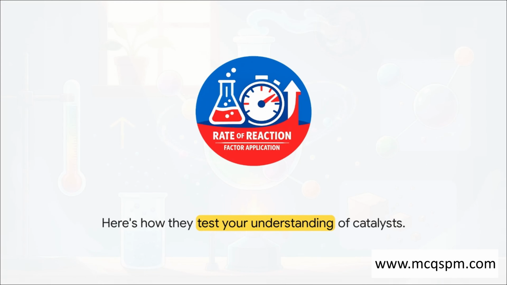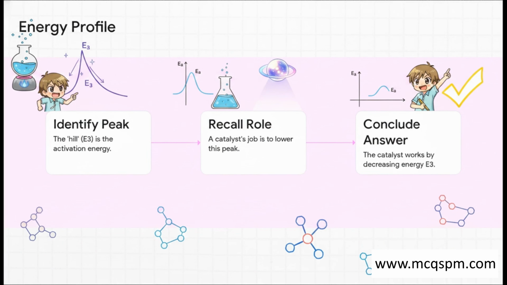Now let's look at the other really common question style for this topic. This is an energy profile diagram, and it's designed specifically to test if you understand that activation energy hill we were just talking about. And again, a simple 3-step method makes this easy. Step 1, find the activation energy. It's always the peak of the hill, which is labeled E3 on this diagram. Step 2, remember the catalyst's job. Its only purpose is to lower that peak. So, step 3, find the answer. The correct option will always be the one that says the catalyst decreases E3. It really is that straightforward.